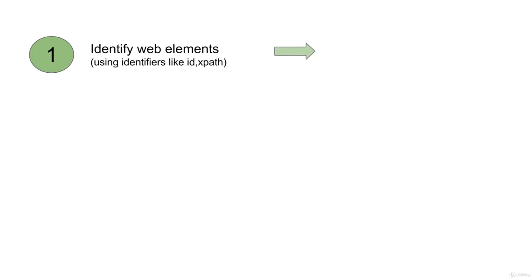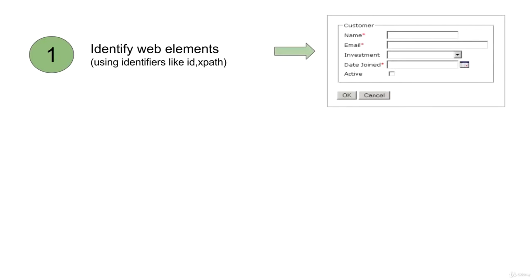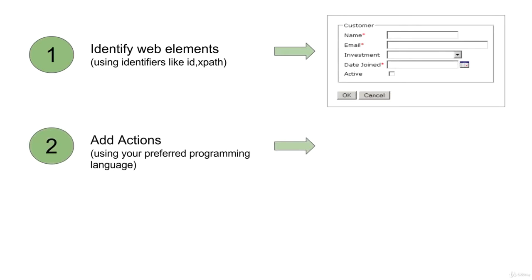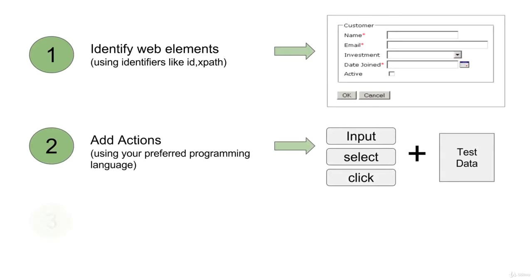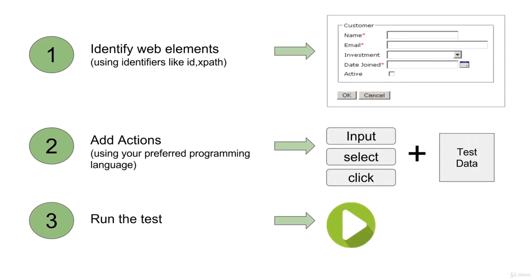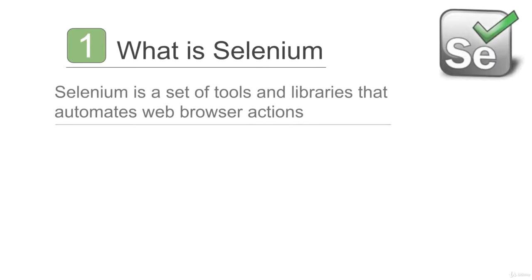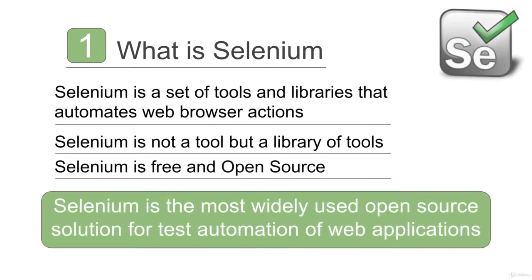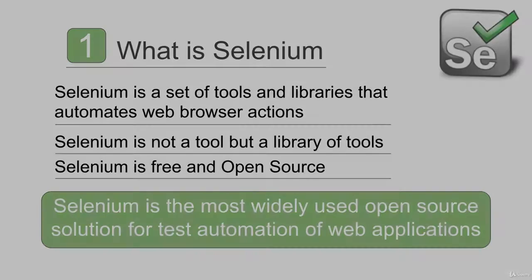So at a very high level, you will be doing three things with Selenium. The first thing is you will identify the web elements like text boxes, drop downs, and buttons on the web page where you want to work. And then you will add the actions in your preferred programming language along with the test data. And then you will run your test and validate. So Selenium is free and open source, and it is the most widely used solution for automation of web applications.